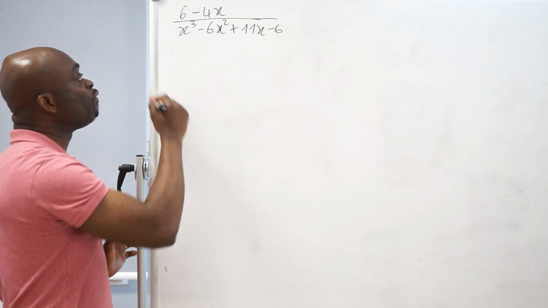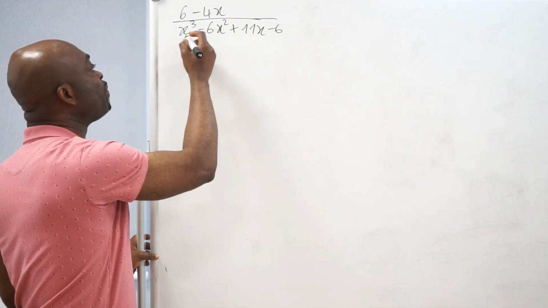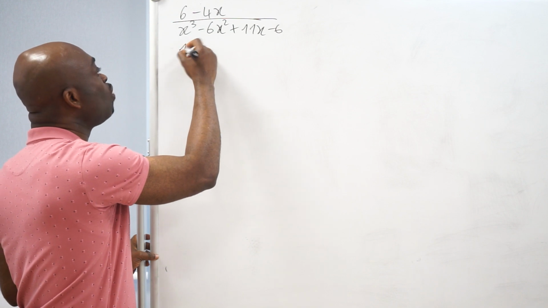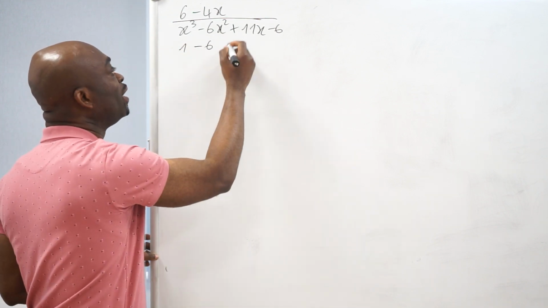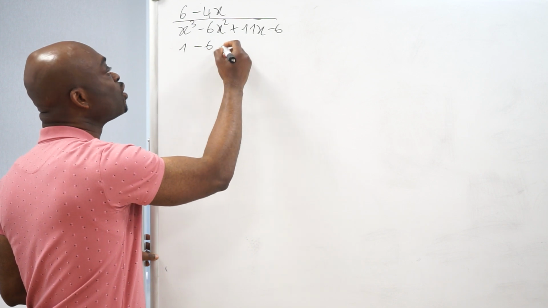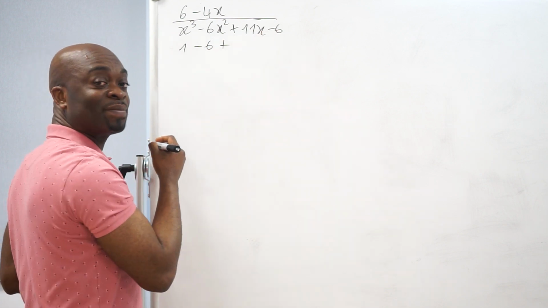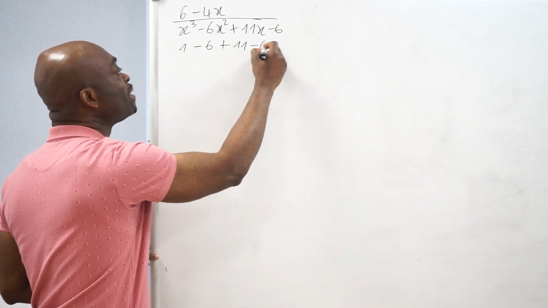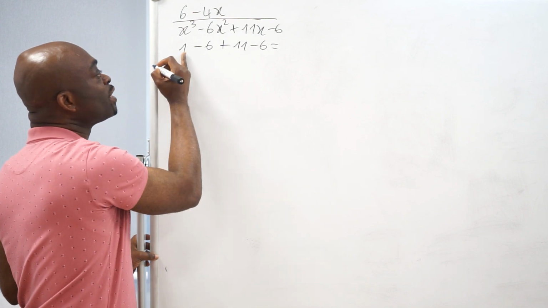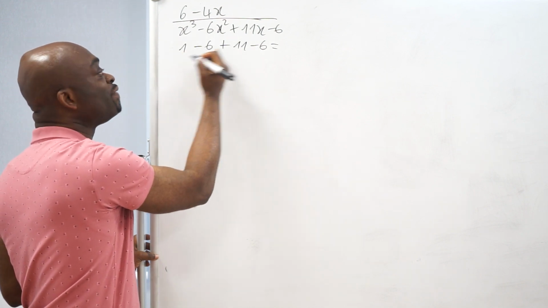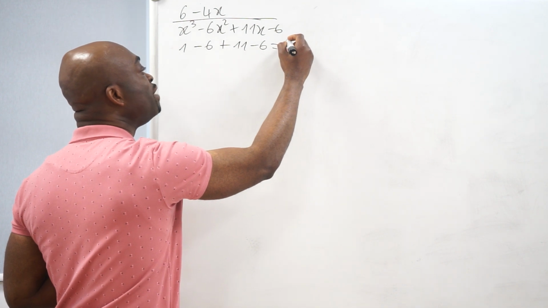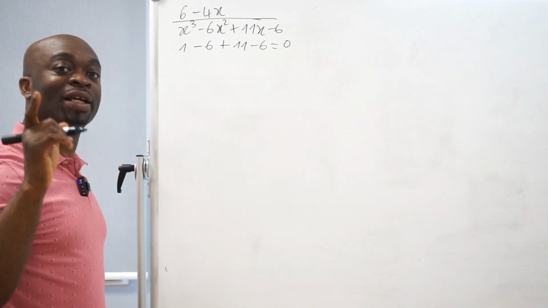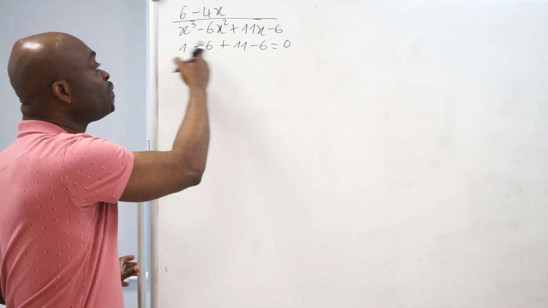So now let's go with 1. If we take 1, for example, 1 to the power 3 is 1, minus 6 times 1 squared, which is 1, so 6 times 1 is 6. Plus 1 times 11, that will give us 11, minus 6. What would that give us? So this is 1 plus 11 is 12. Negative 6 is negative 12. So negative 12 and positive 12 will give us 0. So that means 1 is a zero of this polynomial.